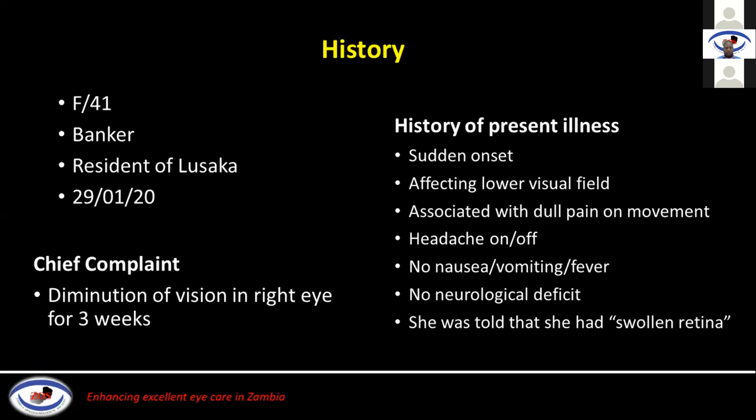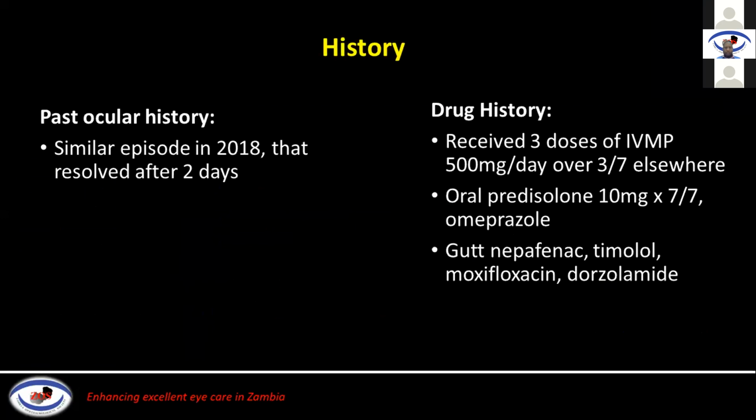Yes, so her chief complaint was diminution of vision in the right eye for 3 weeks. The history was of sudden onset with no history of trauma. It affected the lower visual field, with downward movement. There were no other symptoms: no headache, no nausea or vomiting, no neurological deficit. Prior to presentation, she had been told that she had a swollen retina. Her past ocular history was that a similar incident happened in 2018, but it resolved after 2 days.